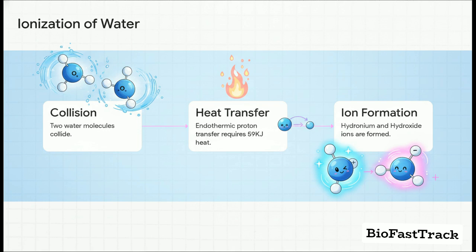Two water molecules smack into each other. Every so often, a proton actually gets transferred from one to the other. This is an endothermic process, meaning it requires 59 kilojoules of heat. And the result? It creates two distinct ions, hydronium, which is H3O+, and hydroxide, which is OH-. Boom! There it is. Pure water always contains a tiny, tiny concentration of these free ions, and that is exactly why your highly sensitive lab probe is picking up that conductivity reading.